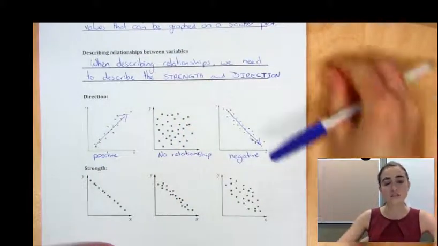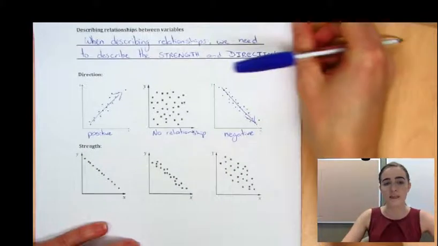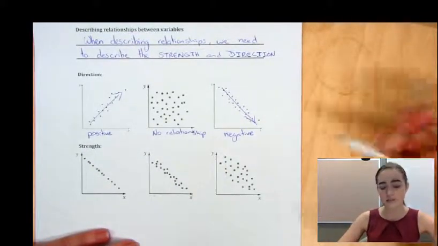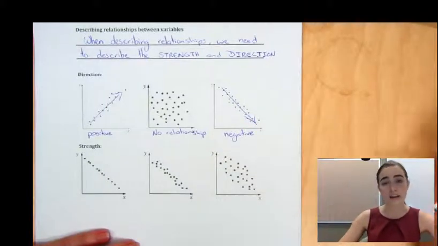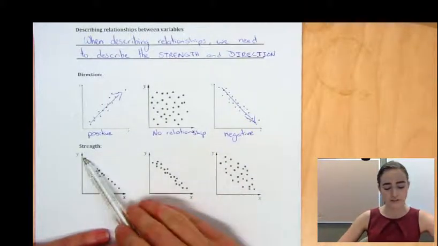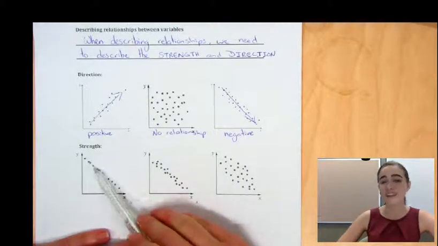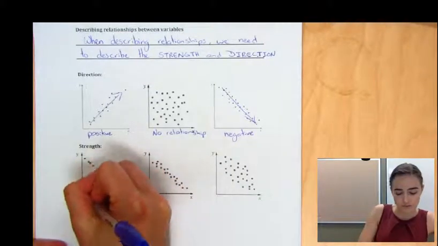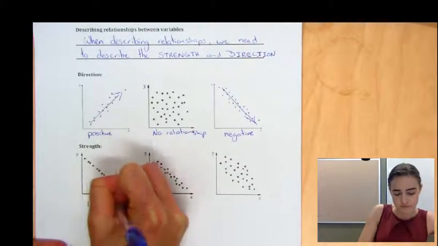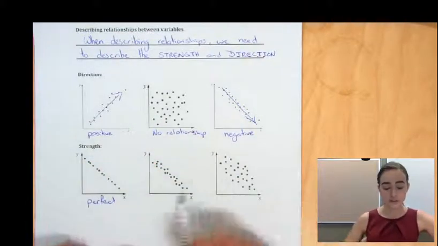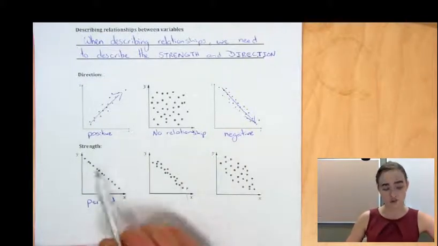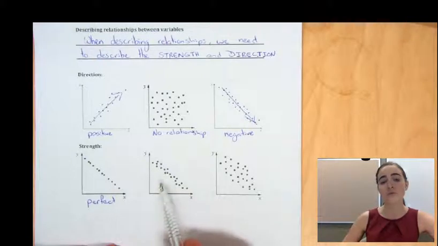So that's direction. Let's have a look at strength. So when we're talking about strength, we're talking about how closely those lines come to making a straight line. So if they fit perfectly on a straight line, it's exactly a straight line, we call that a perfect relationship. If we have something like this one, where they're pretty close to making a straight line, that's pretty good, but it's not perfect like these ones are, we would call this strong.